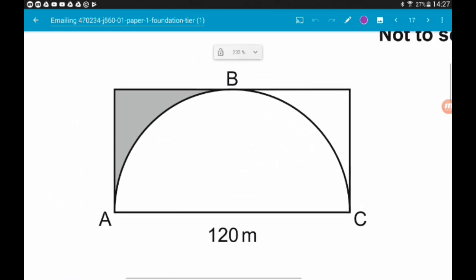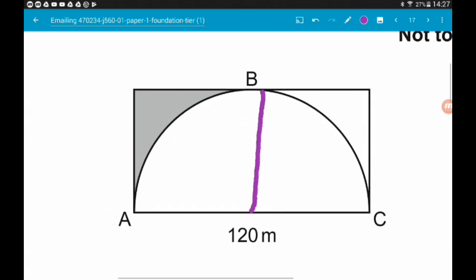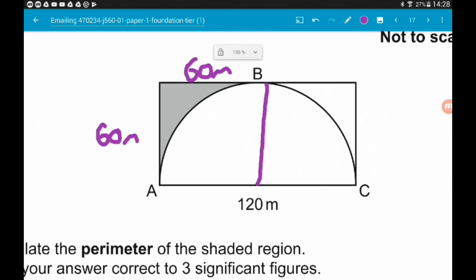Well, if this is a semicircle, then the height of the rectangle has to be the radius of the circle, because the diameter is the length of the rectangle. So the height is 60 meters. So of the shape here, of the perimeter that we want, we've got 2 of the 3 lengths. So we've got these 2 60s. All we need to do is work out the length of this arc. So this arc would be 1/4 of the circumference of this whole circle.